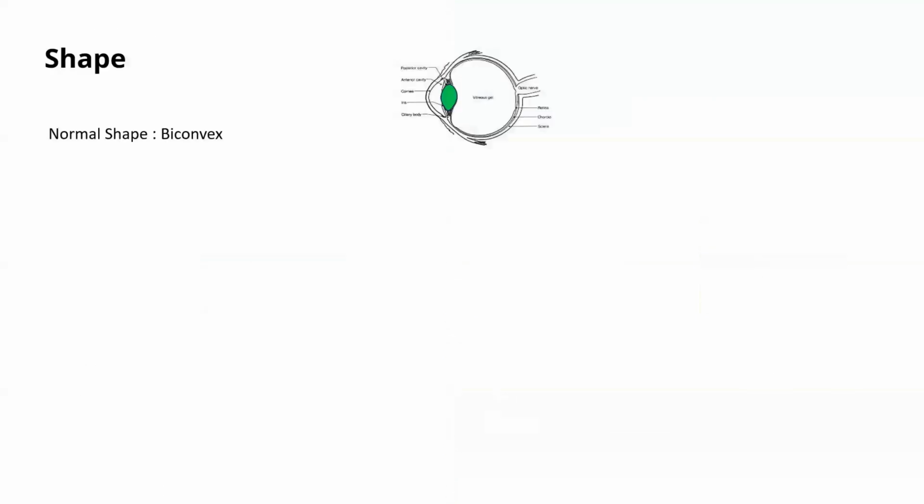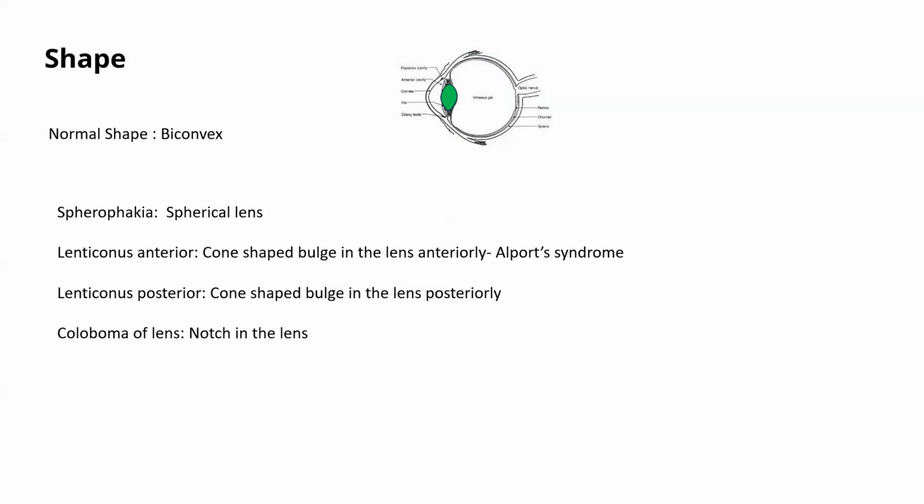Now, what is the shape of the lens? The normal shape of the lens is biconvex. Can the shape of the lens change? Yes, it can completely become spherical, which is called spherophakia, where you see the margins, the equator of the lens.